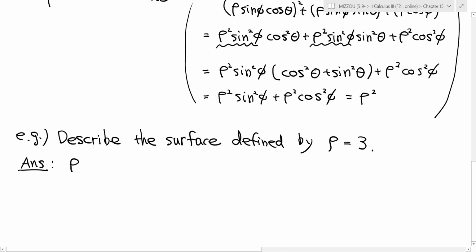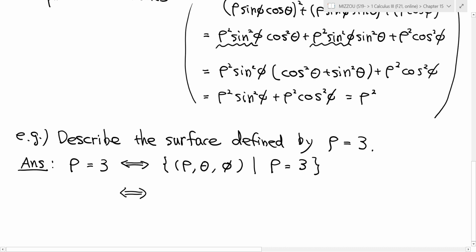How do you do this? Rho is equal to 3 is written by using set notation. You have to get used to the set notation. In terms of set notation, with rho, theta, phi coordinates, this is the set of all points (rho, theta, phi) such that rho is 3. Rho is the distance from the origin to the point, and this is the set of all points whose distance from the origin is 3. So this is nothing but, in plain language, a sphere with radius 3.